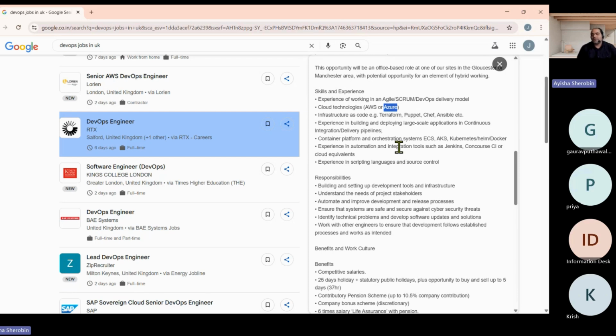Yes, Krish, you can see most of the descriptions mention AWS and Azure here, and also infrastructure as code. Mostly they will be asking about these. All these are open source tools only, so we call this open source DevOps.